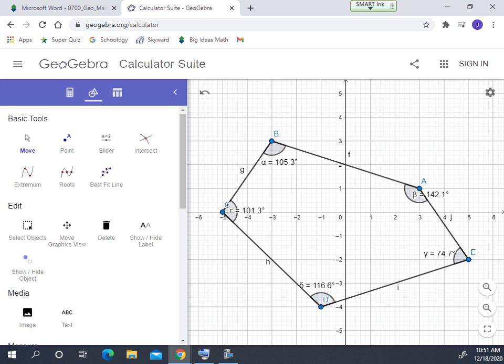Now I'm going to add them again. Okay, just the way I did the last one, the old-fashioned way. 105.3, 142.1, 74.7, 116.6. Oh, not 116.6. And then no, 101.3. Okay, now we're going to add these together.